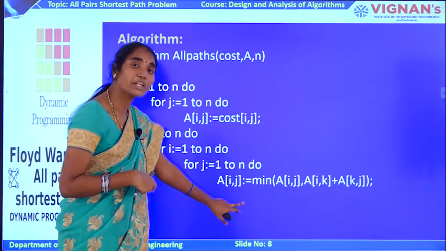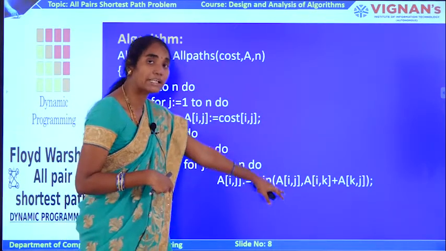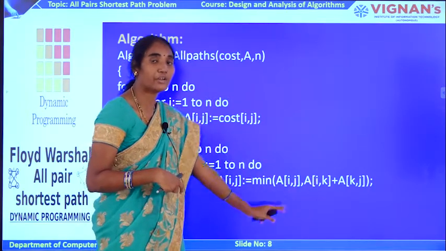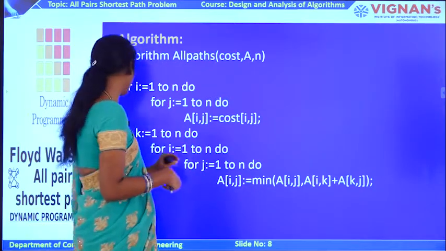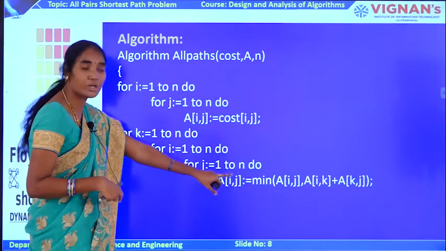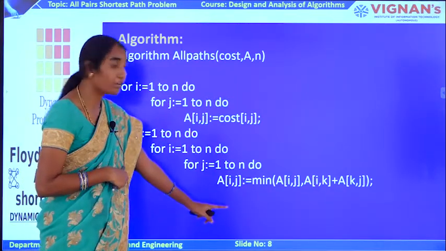So A of ij I need to find by taking the minimum of A of ij or else A of ik plus A of kj. Based on that I need to find the minimum value. Here k is the intermediate vertex. So for k equal to 1 to n, for i equal to 1 to n and j equal to 1 to n, via k as the intermediate vertex, I need to find A of ij.